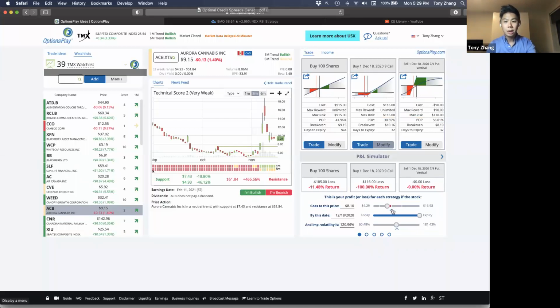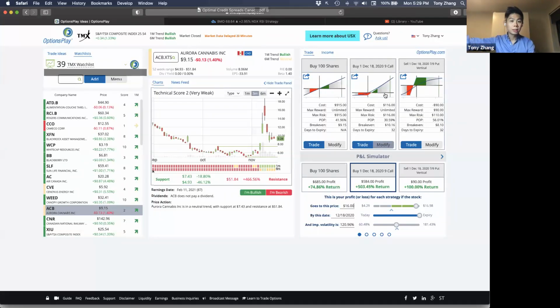Now, if the stock stays the same, if the stock doesn't move, what's better? Selling the credit spread's better, right? Because if I bought a put, I'm sorry, buying the call option, I lose money. If the stock goes a little higher, which is better? Selling the credit spread's better. If the stock goes lower, which one's better? The credit spread's better. If the stock goes a lot higher, let's say it goes back to $16, what's better? Buying that call option is better.